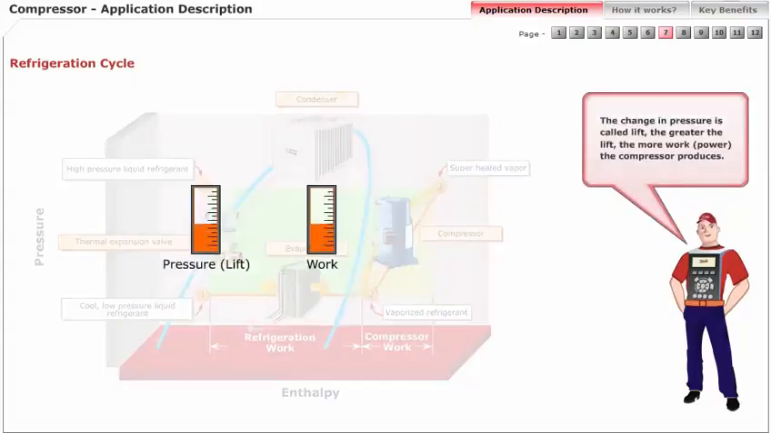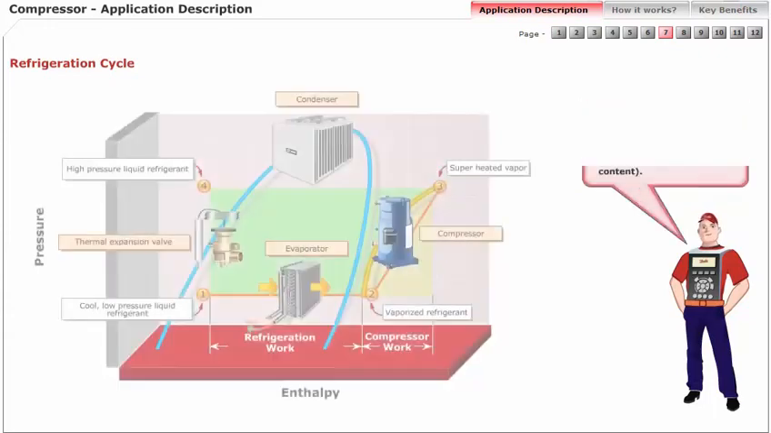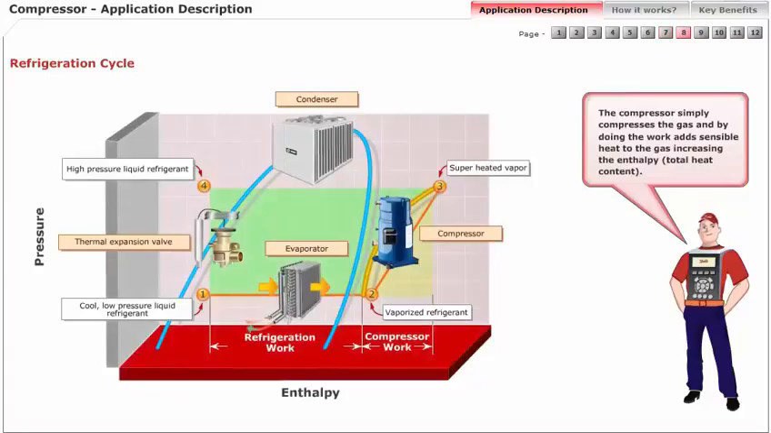The change in pressure is called lift. The greater the lift, the more work, power, the compressor produces. The compressor simply compresses the gas, and by doing the work, adds sensible heat to the gas, increasing the enthalpy.